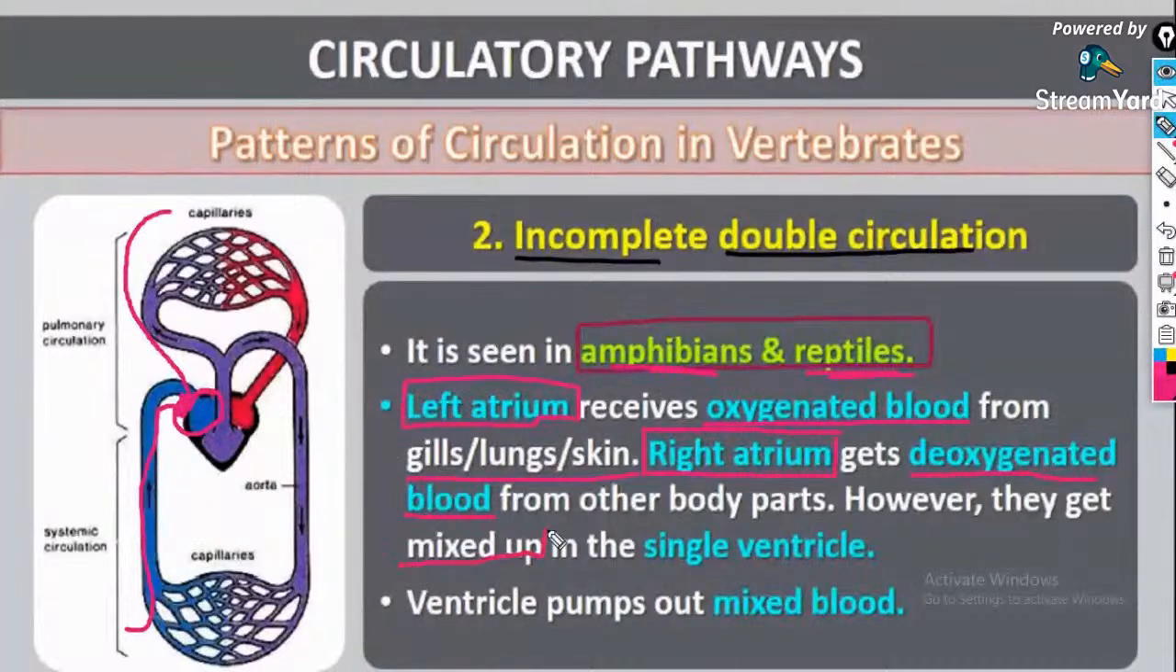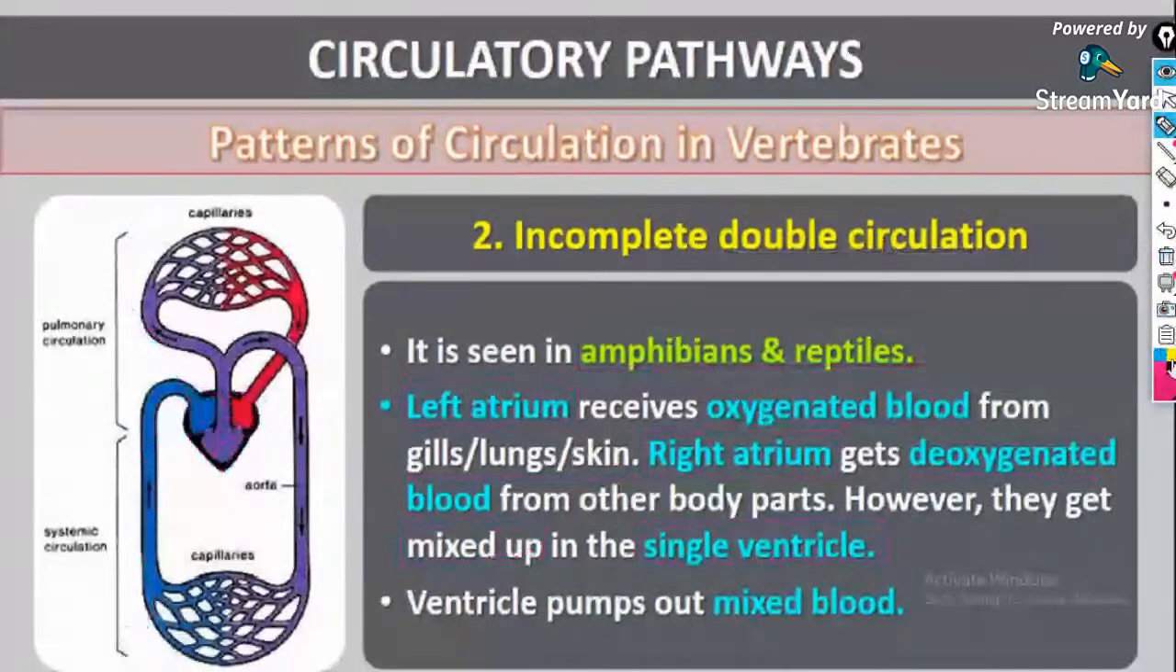In case of incomplete double circulation, these bloods get mixed up in a single ventricle because they have only two atria. They have two different atria, but they have only one ventricle. Look at the diagram carefully. This is one auricle. This is another auricle. Two auricles we have studied. But for both the auricles, they have only one ventricle. It is very clearly shown in the diagram.